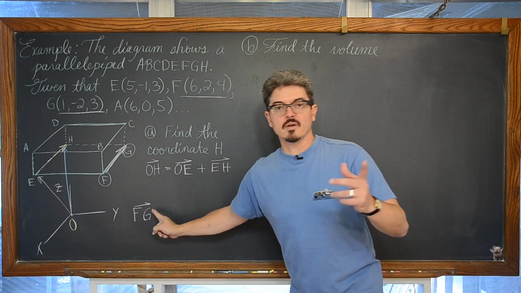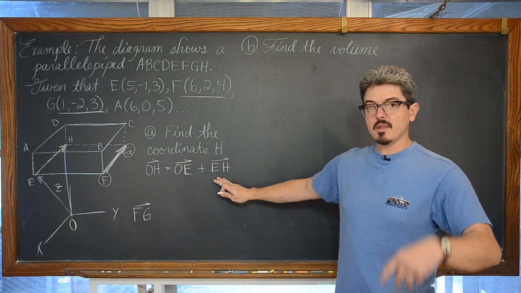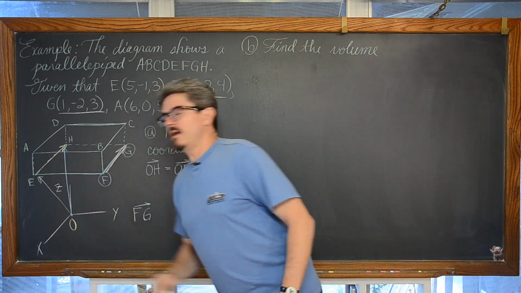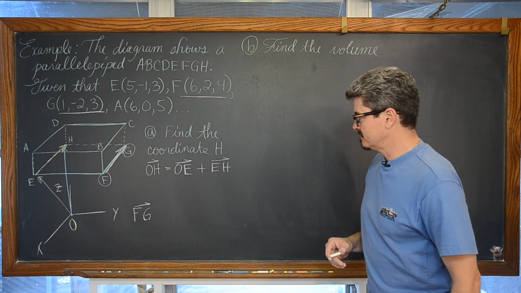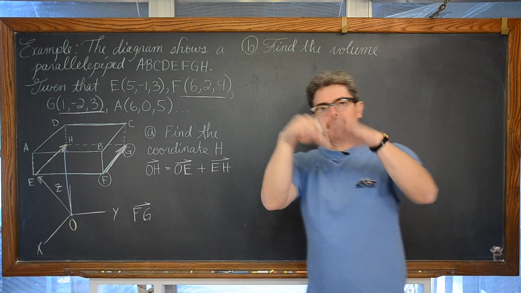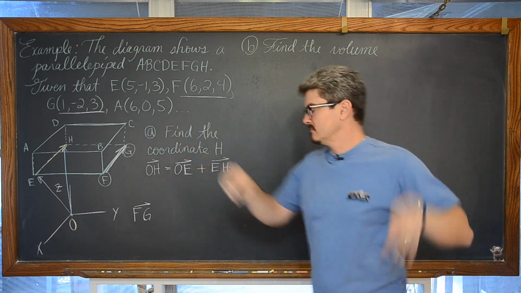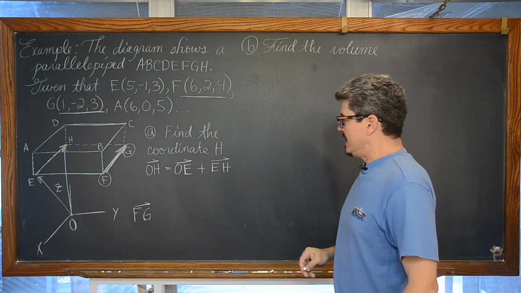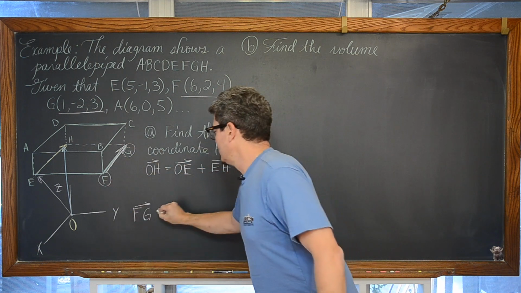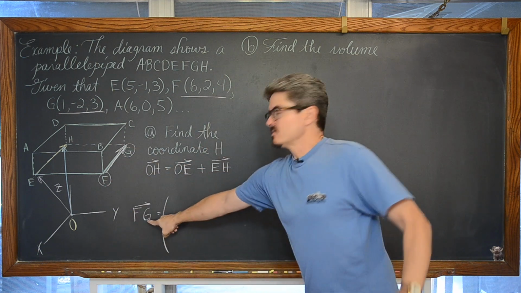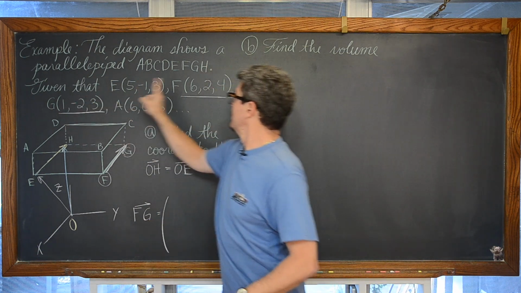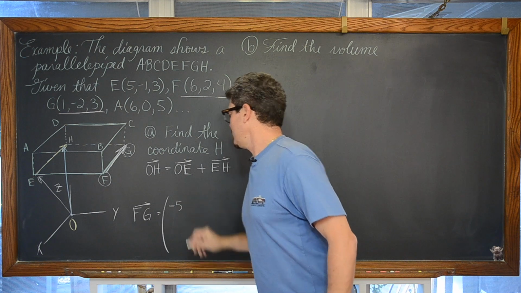So let's figure out what vector FG is, which is going to be the same as vector EH because they're going to be parallel and have the same magnitude, going in the same direction. Parallel could be like opposite vectors going in opposite directions, separated by 180 degrees. So we need to set up FG and not GF. That would give us a wrong answer. Terminal point minus initial point. So 1 minus 6 is -5.